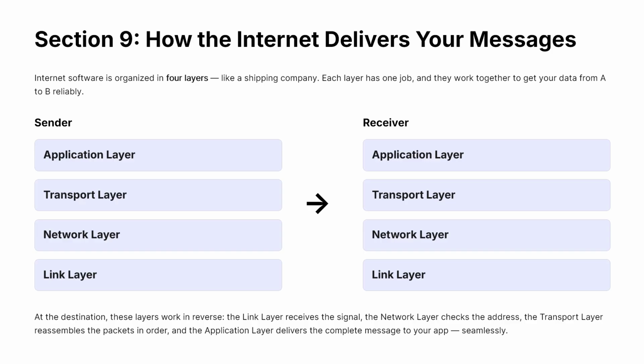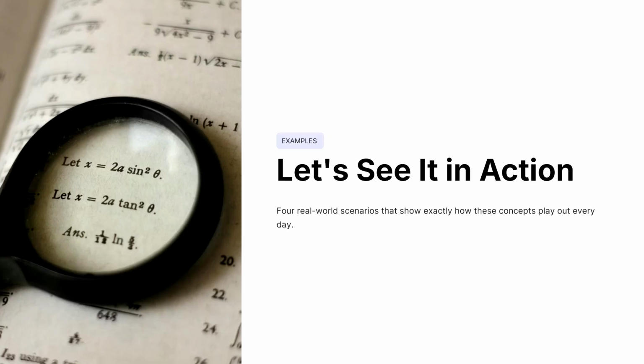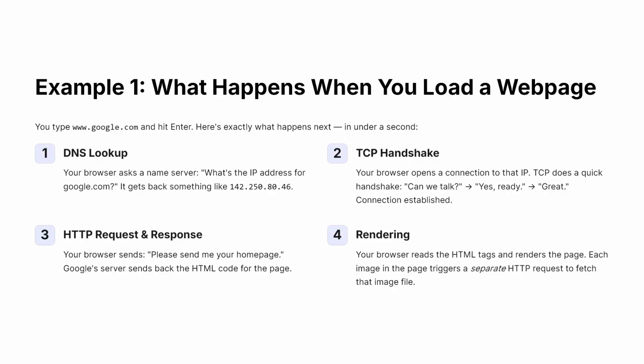At the destination, these layers work in reverse. The link layer receives the signal, the network layer checks the address, the transport layer reassembles the packets in order, and the application layer delivers the complete message. Enough theory. Let's see some examples of how this actually works. Example 1. What happens when you load a web page?